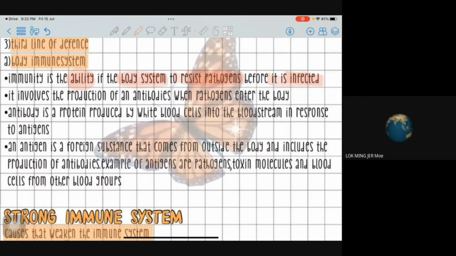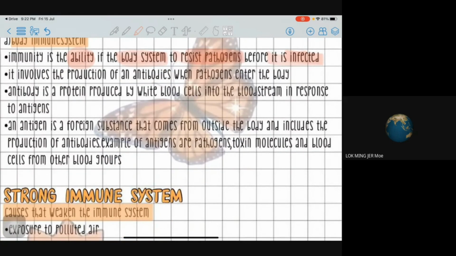And antibody is a protein produced by white blood cell into the bloodstream in response to antigen. So an antigen is a foreign substance that comes from outside the body, and it triggers the production of antibodies.